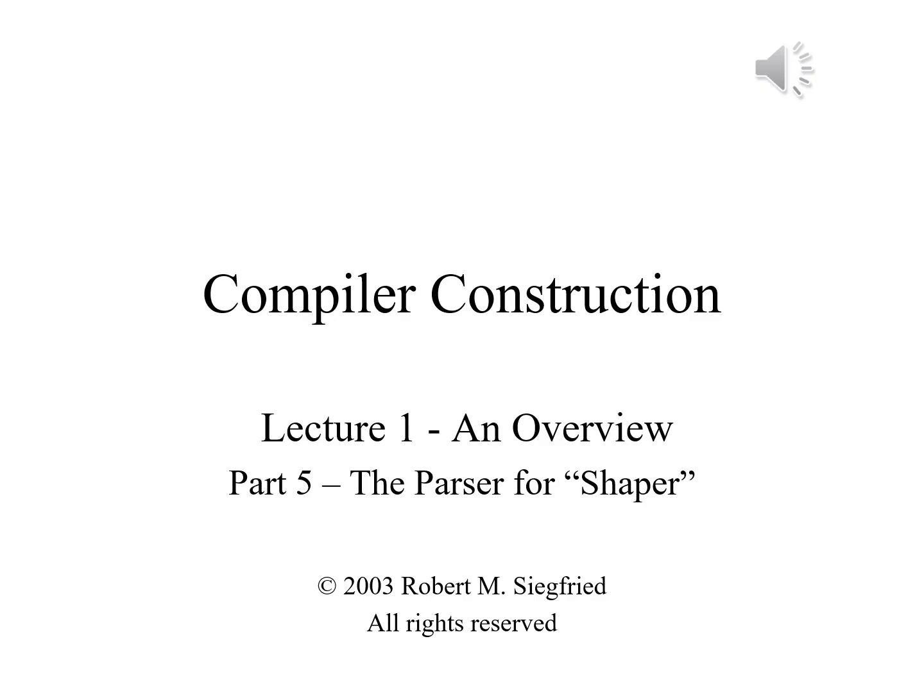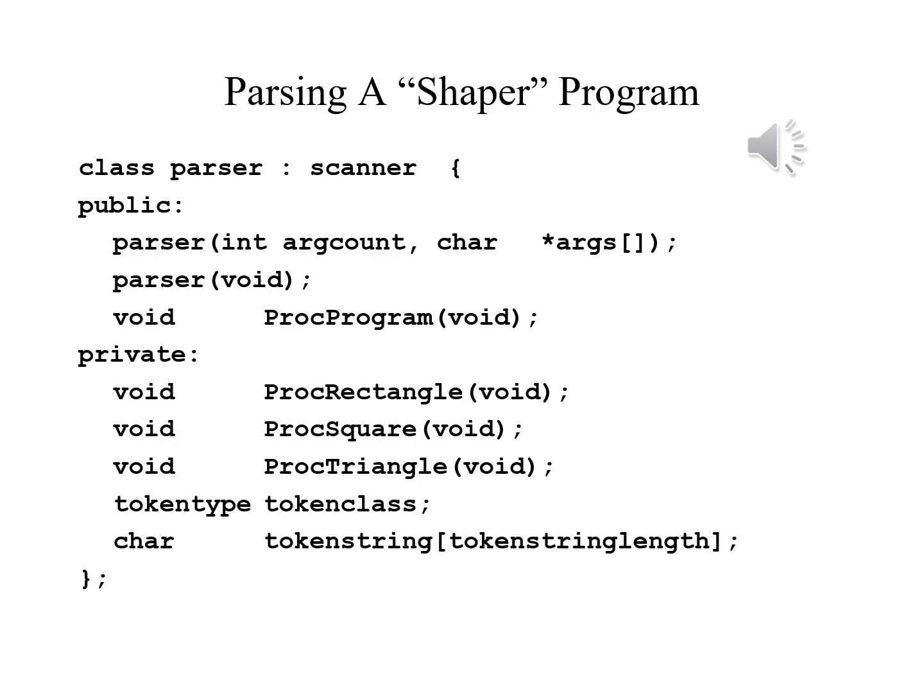In Part 5 of Lecture 1, we will look at the parser for the shaper language. Let's take a look now at the parser for the shaper language. The class parser is derived from the class scanner. This means that parser will have direct access to any of the methods and properties of scanner.